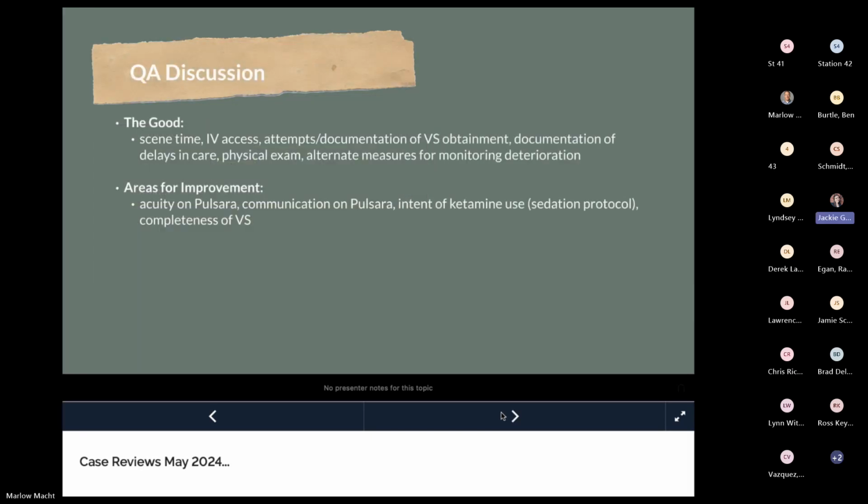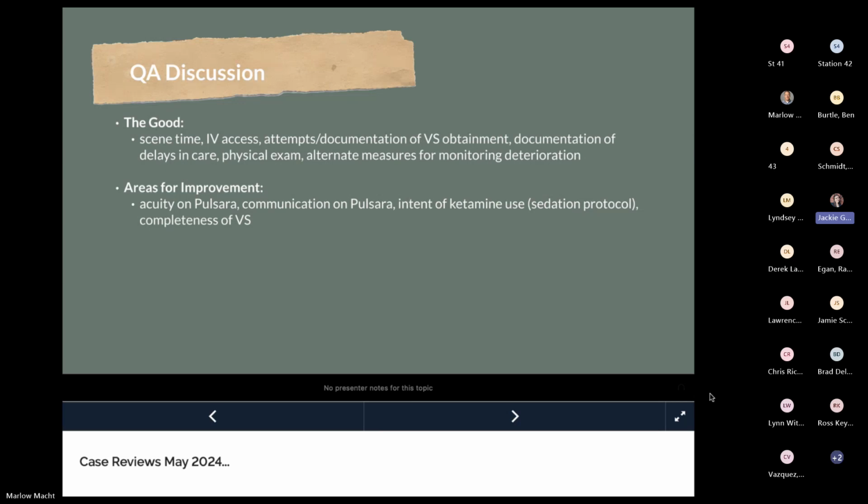So QA discussion, scene time, because it was only 4 minutes for the transporting agency. I don't know how long it was overall, but they did document that there were barriers to get him off scene because it took 20 minutes to extricate him. They got IV access. Remember, we were using permissive hypotension, but with his end tidal CO2 of 9, we can probably assume he's in shock, and his behavior is probably more related to hypoperfusion than from normal baseline behavior.